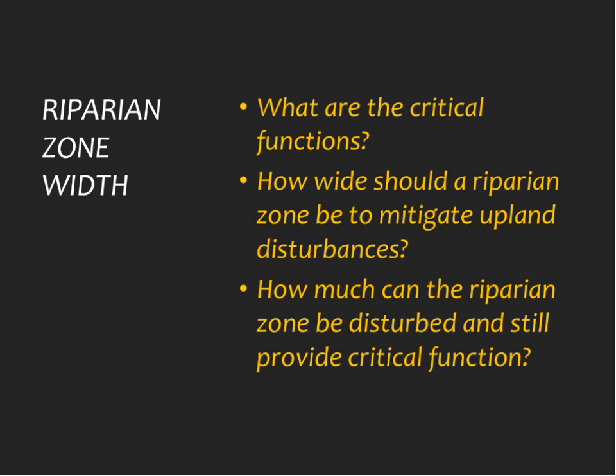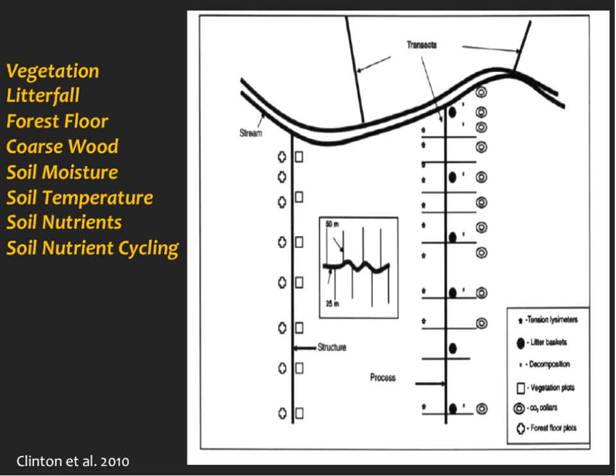The other questions that are really important, and will be talked about in the best management practice webinar, a couple of webinars now, is how wide should the riparian be to mitigate upland disturbances, and how much of the riparian zone can be disturbed and still provide critical function. All of these have a fair amount of science behind them, but still uncertain in some places.